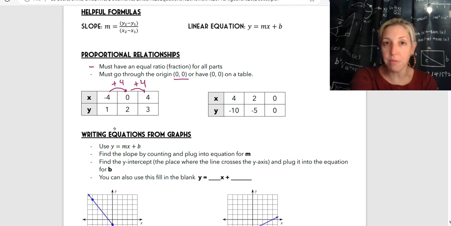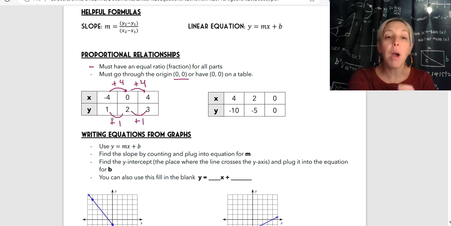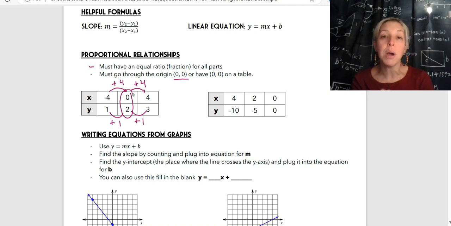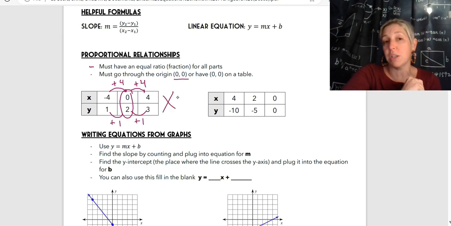On the bottom of our table, we're going from 1 to 2. What math would I use to go from 1 to 2? I would add 1. What math would I use to go from 2 to 3? I would add 1. So that's good. We're proportional. We're adding 1 in the y's and we're adding 4 in the x's. The problem is, if you look right here in the center, (0, 2) means it's not going through (0, 0). It's going to be linear. It's going to make a line, but it's not going to be proportional because it doesn't go through (0, 0). So this is not a proportional relationship.